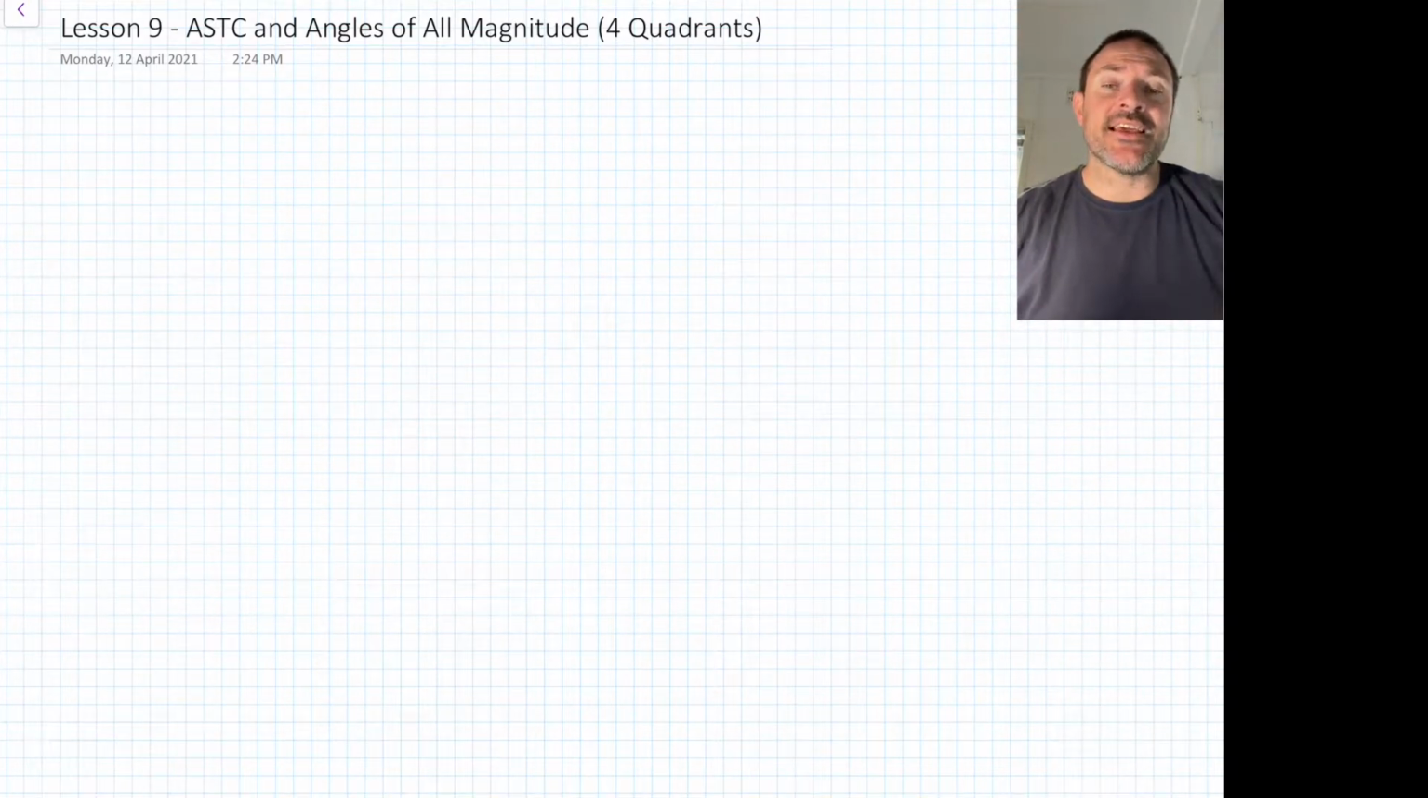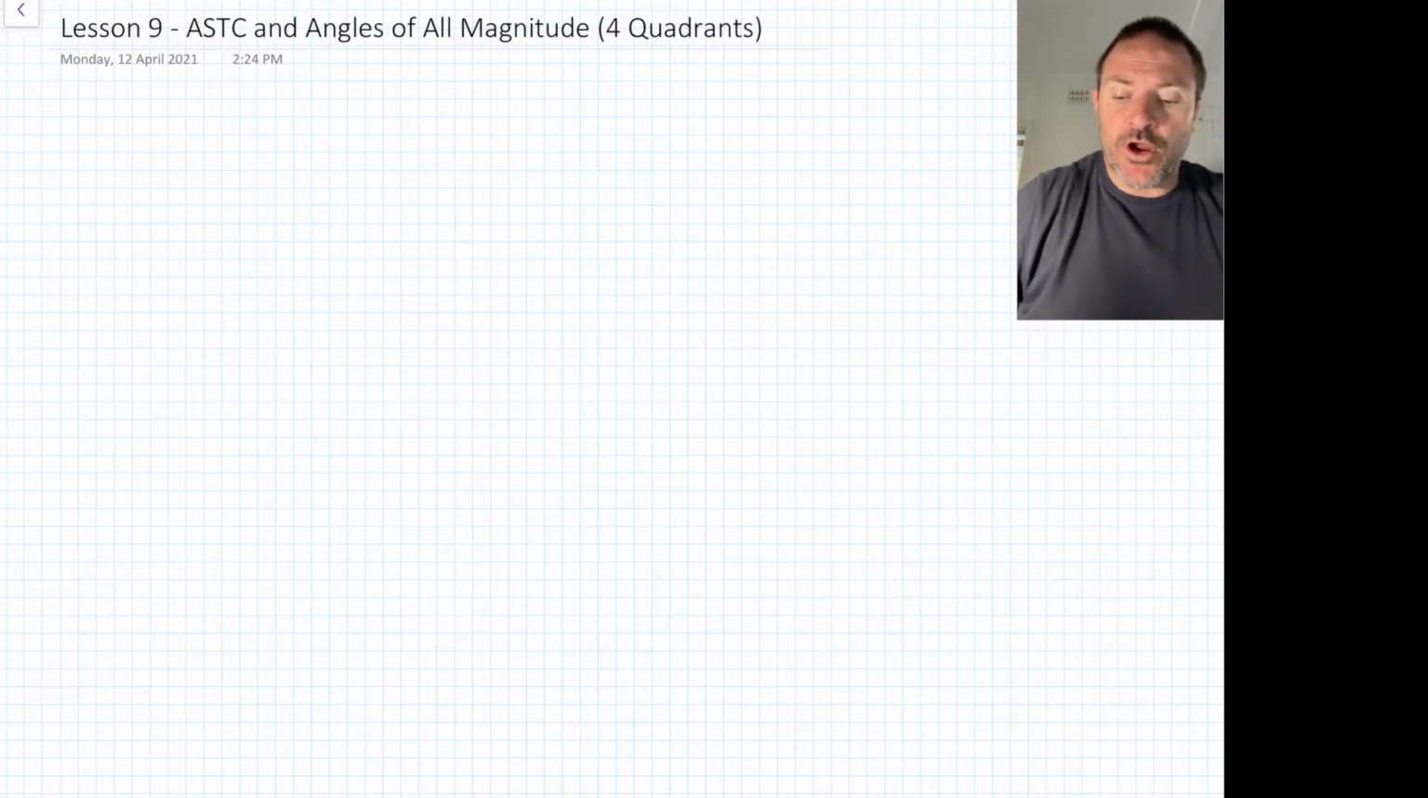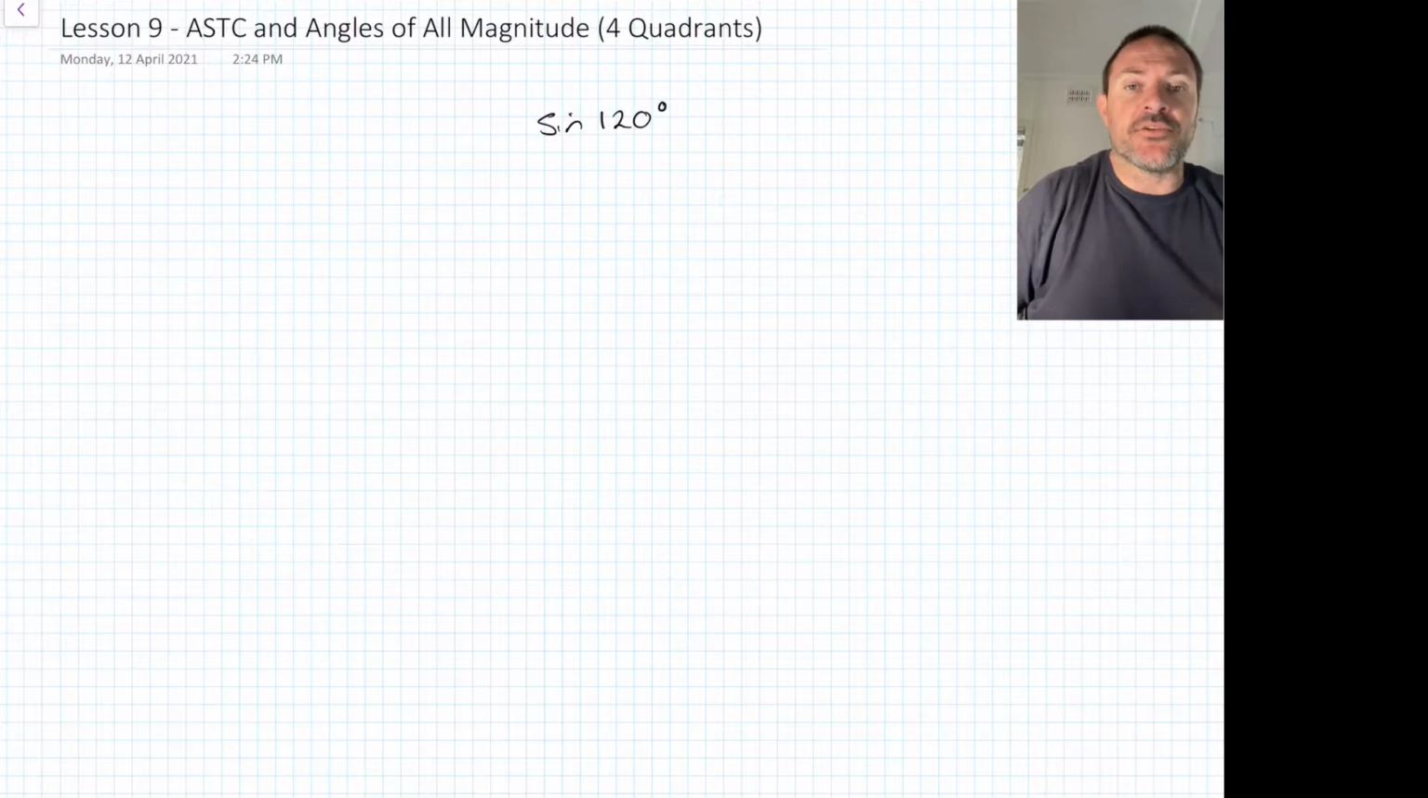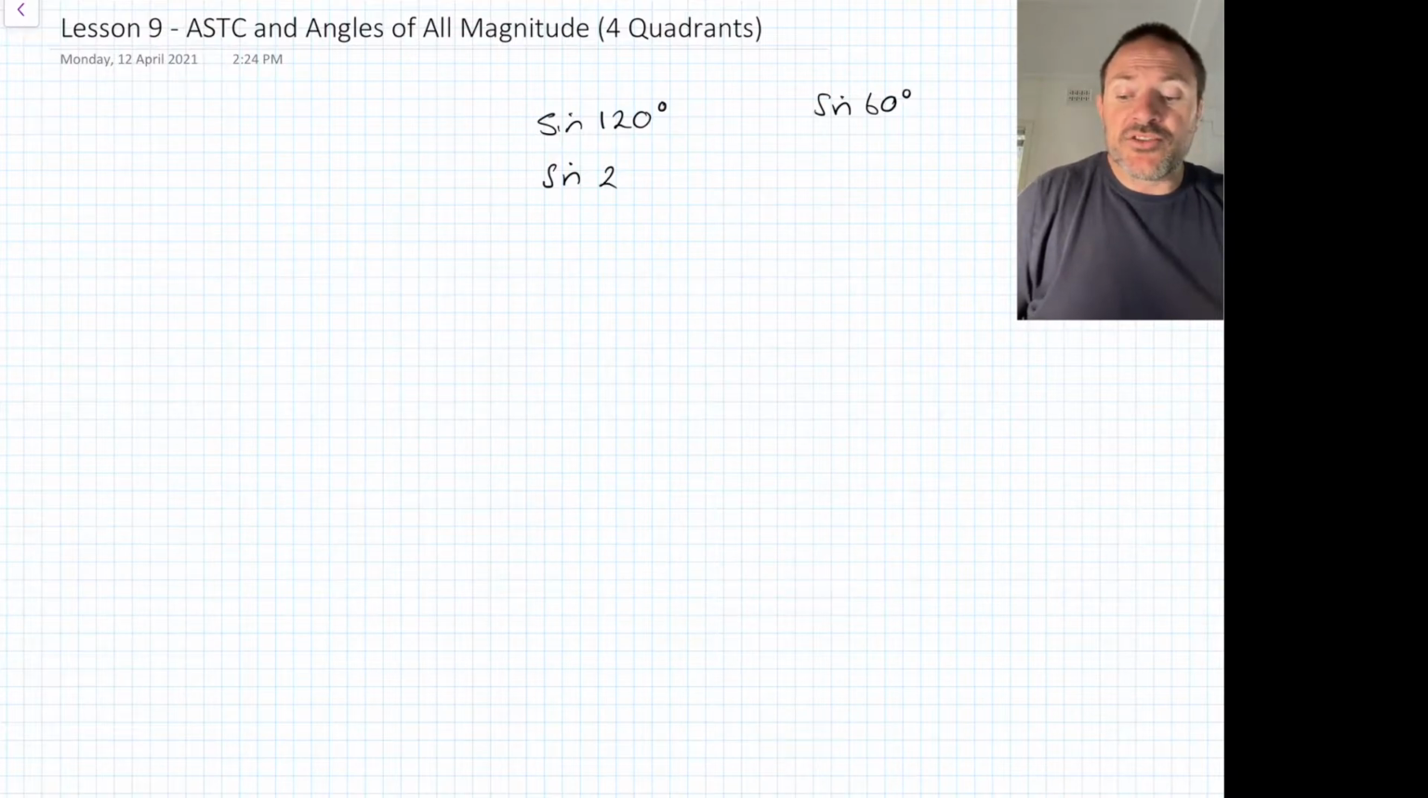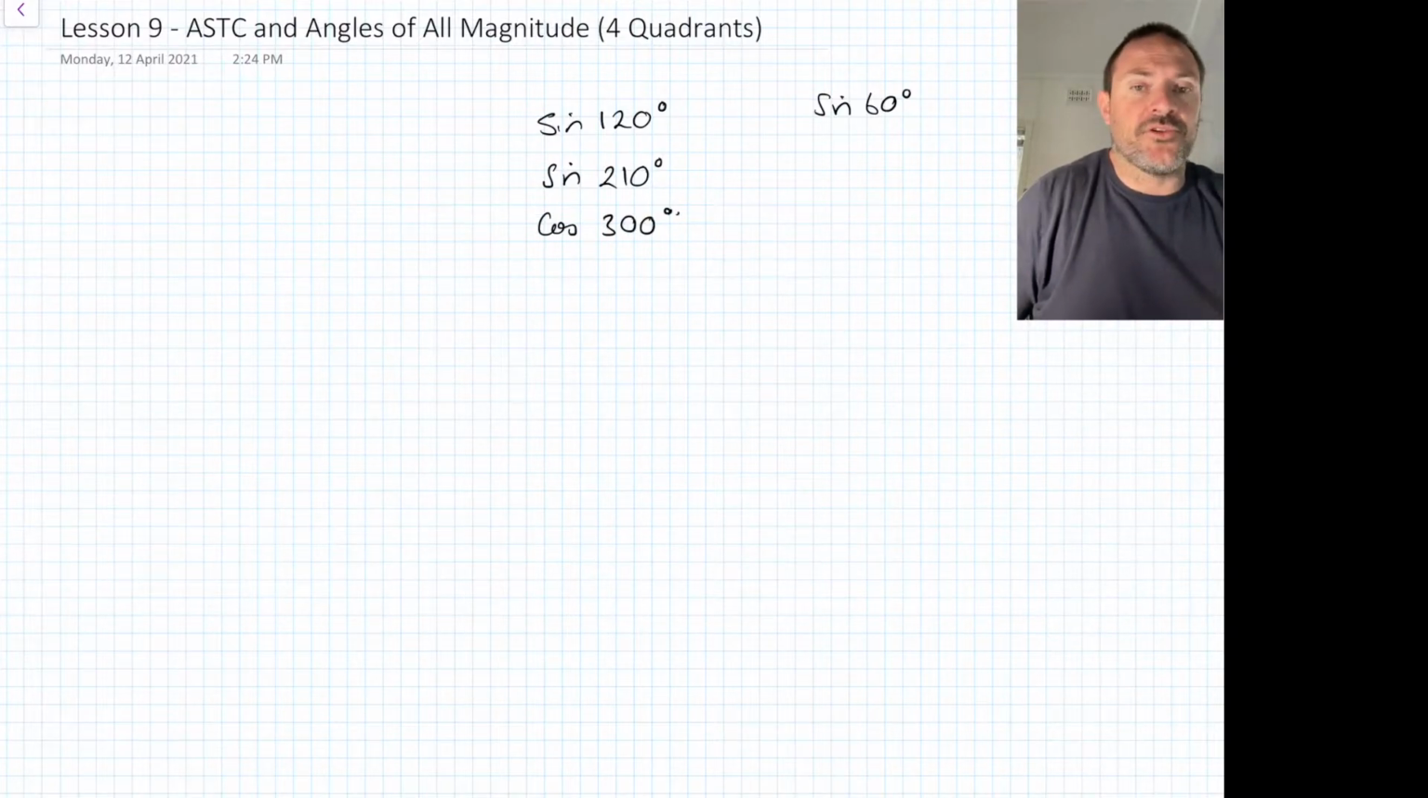Welcome to today's lesson. Today we are looking at the angles of all magnitude. Sounds strange, but basically what this is looking at is where we'll be asked to find the value of things like the exact value of sine 120 degrees as opposed to sine 60 degrees. Or you might even be asked to find the exact value of sine 210 degrees, or something like cosine of 300 degrees, right?